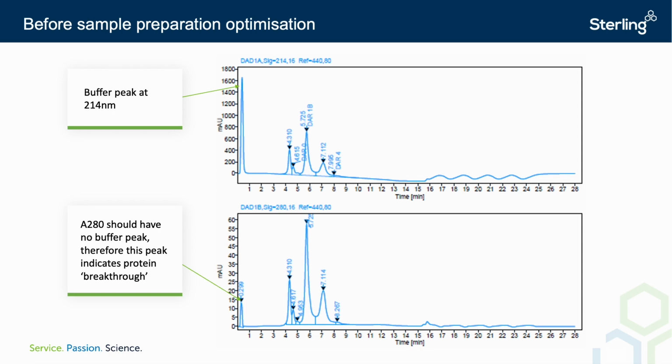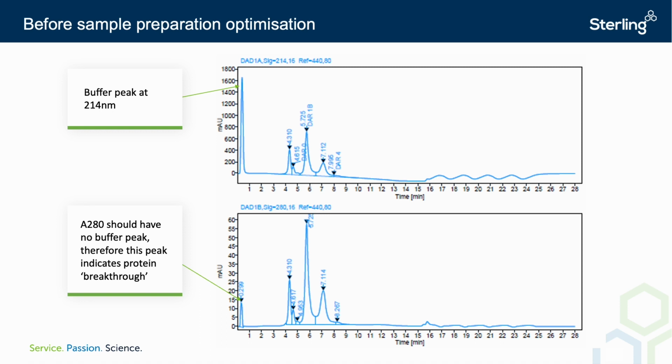The cause of this is some of the ADC, likely the low DAR species, or naked antibody, not sticking to the column and washing straight through. This will cause the expected peak response of the DAR0 and DAR2 to be lower than expected, and cause the overall average DAR to be underestimated.